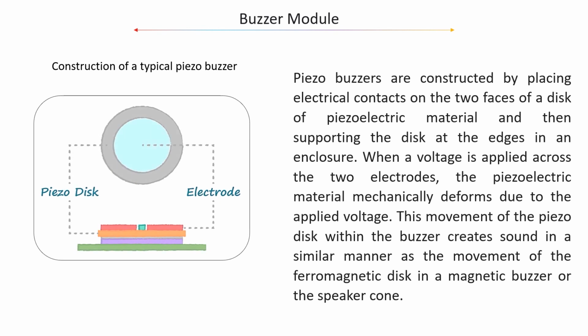When a voltage is applied across the 2 electrodes, the piezoelectric material mechanically deforms due to the applied voltage. This movement of the piezo disc within the buzzer creates sound in a similar manner as the movement of the ferromagnetic disc in a magnetic buzzer or the speaker cone. As you can see on the screen, this is how the construction of a typical piezo buzzer looks. RGB LED.